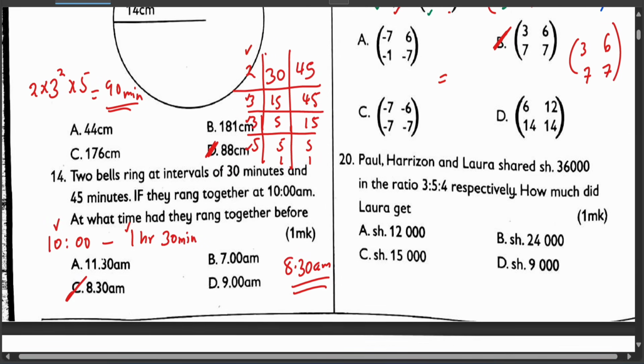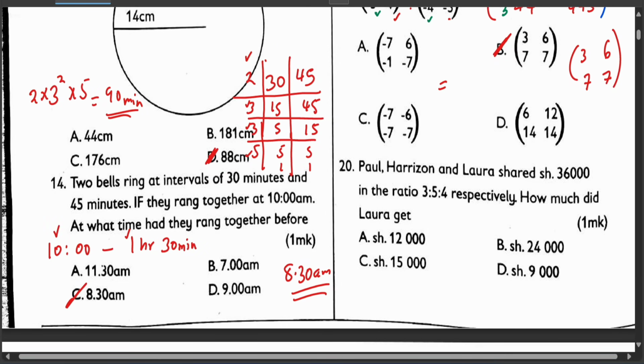And the last question for section A, question 20, yasema Paul, Harrison and Laura shared 36,000 shillings in the ratio 3:5:4 respectively. How much did Laura get? Mwanzo add hizi tatu. 3 plus 5 plus 4 ni ngapi? Ni 12. Sio? 3 plus 5 plus 4 ni 12. Okay. So then zile shares sasa divide from 36,000.